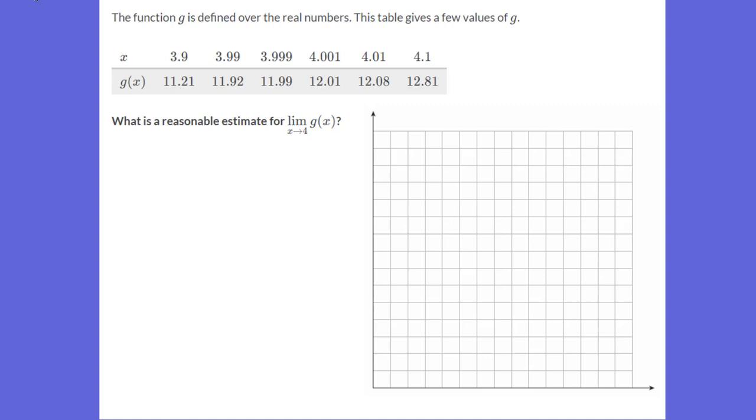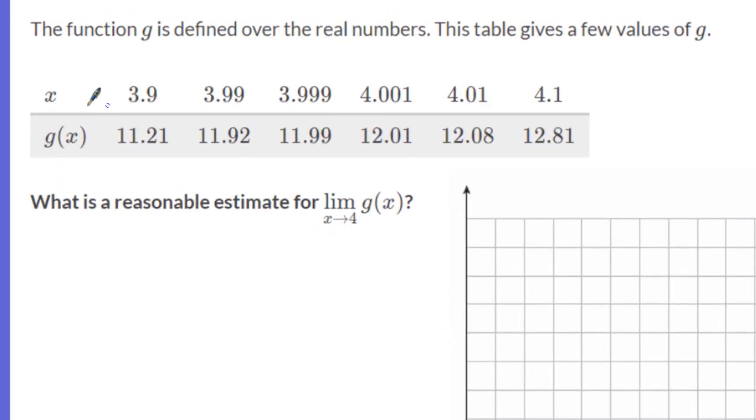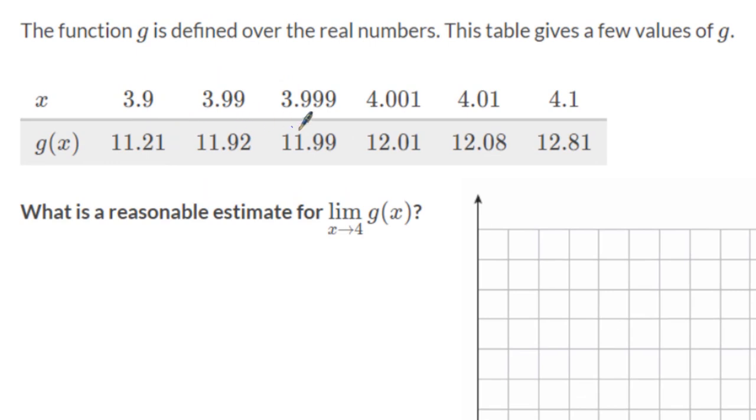A table of a function. You can see right here in this table of data, they've given us our x values: 3.9, 3.99, 3.999, and you can see we're getting closer and closer to what x value? We're getting closer and closer to the number 4. Now remember, that number 4 might not be defined. There might not be a point at 4.